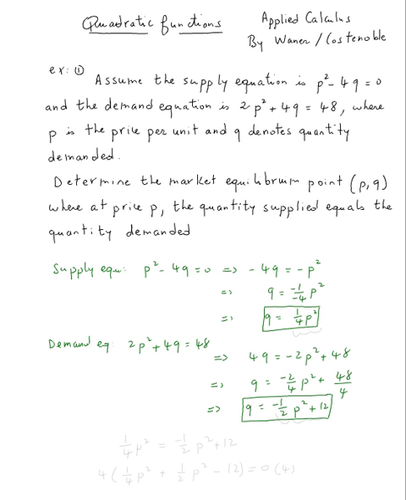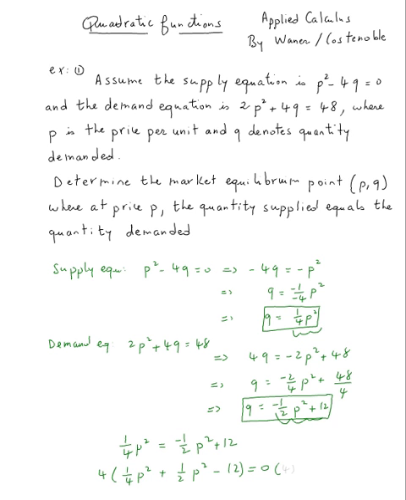Now we need to find the price such that the quantity supplied equals the quantity demanded, which means this is the quantity supplied, so we want 1 over 4p squared, the quantity supplied, to be equal to the quantity demanded, which is right here, negative 1 over 2p squared plus 12. So all we need to do is solve for p. So let's move everything to the left side. This will be 1 over 4p squared plus 1 over 2p squared minus 12 is 0. Let's get rid of the fractions. How do we get rid of the fractions? By multiplying everything by 4.